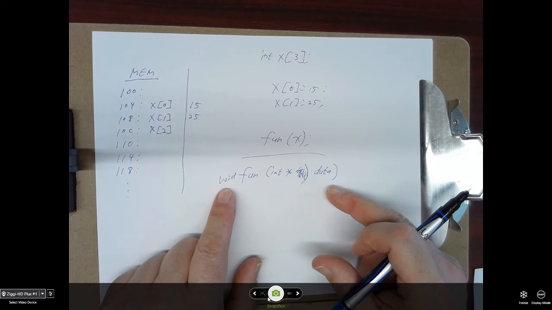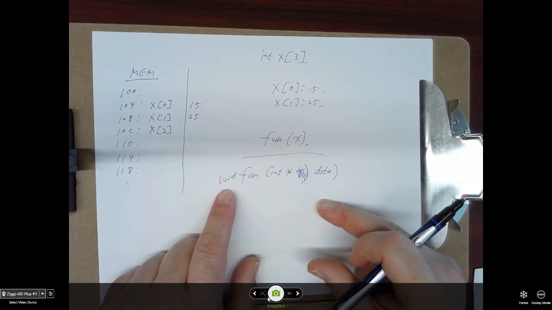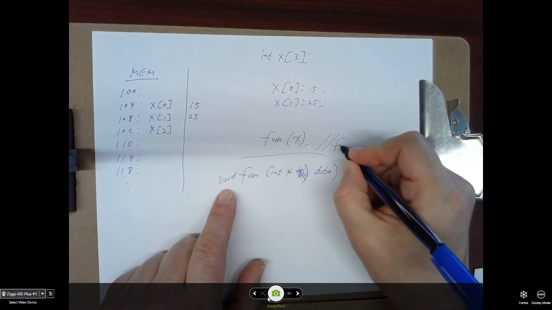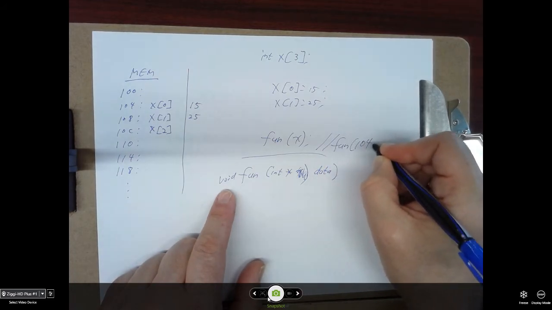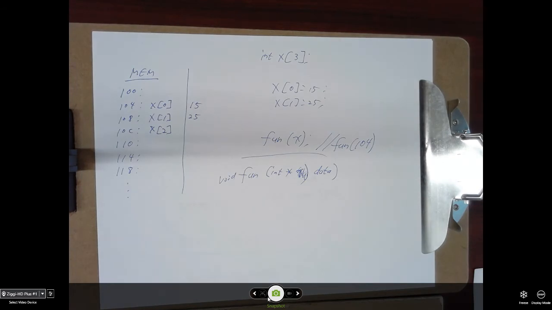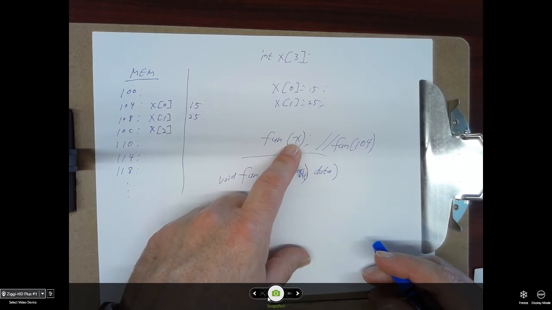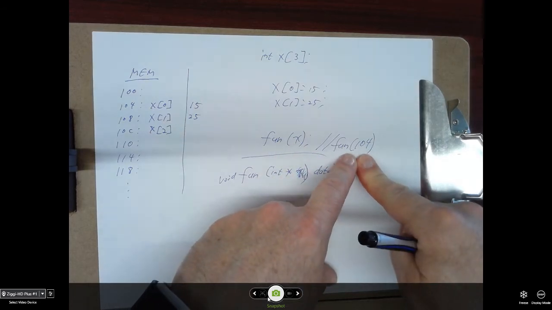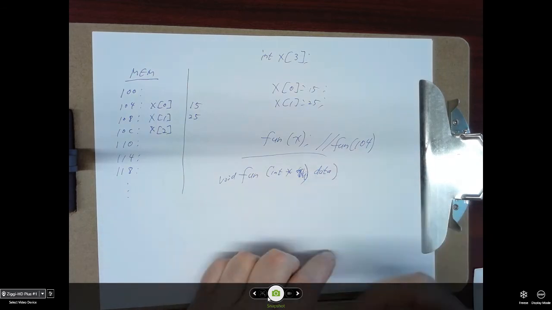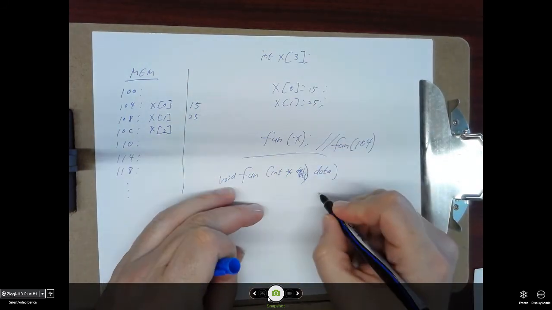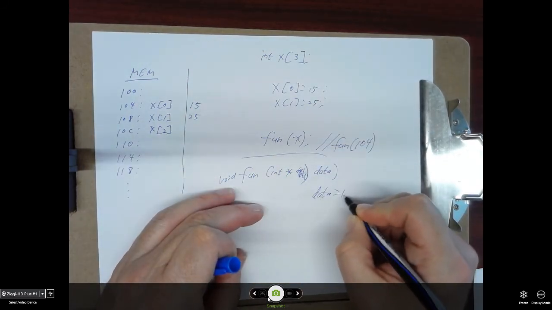Say again? Pointer, what's its value? 104. Remember in C, if you have an array named x, if you just say x, it's the address where that array begins. Since x begins at location 104, when I call fun with a value of x as an argument, it passes the address where x begins, 104. So when I get into my function, data is equal to 104.